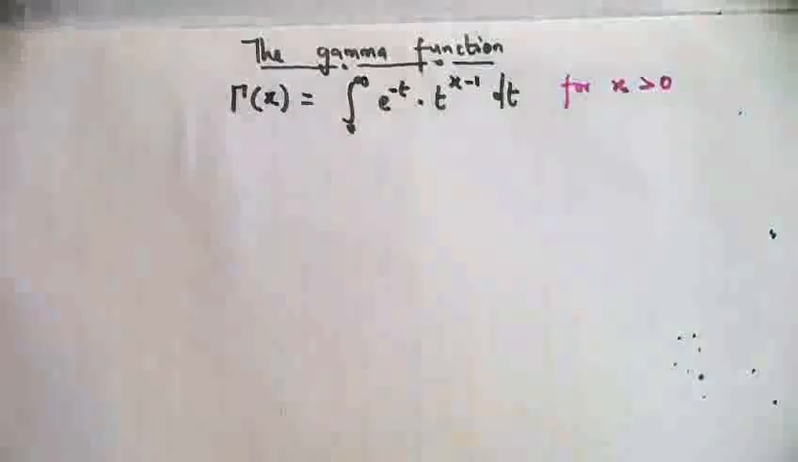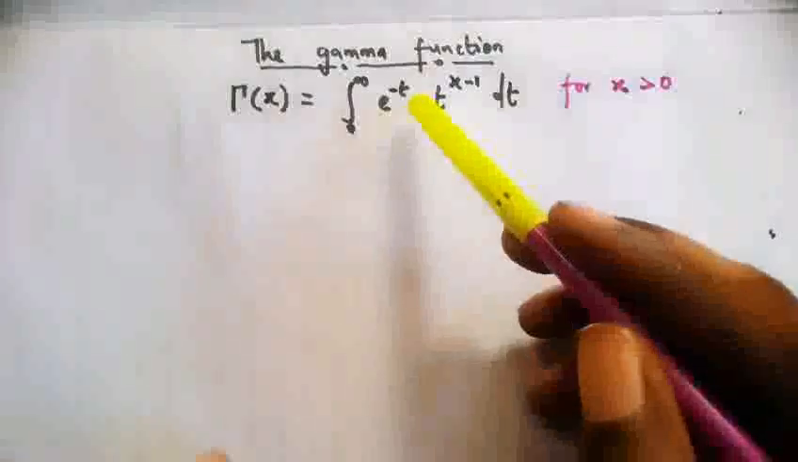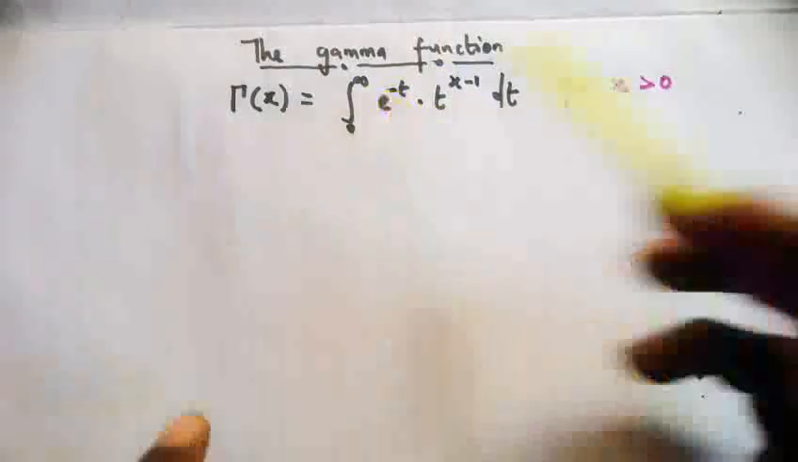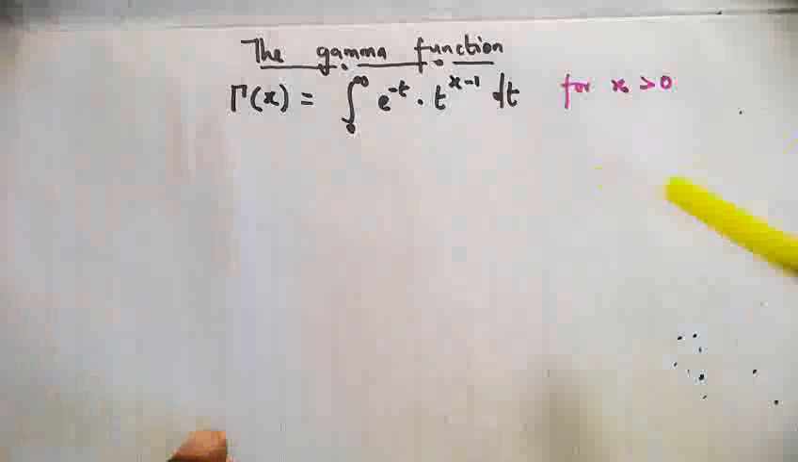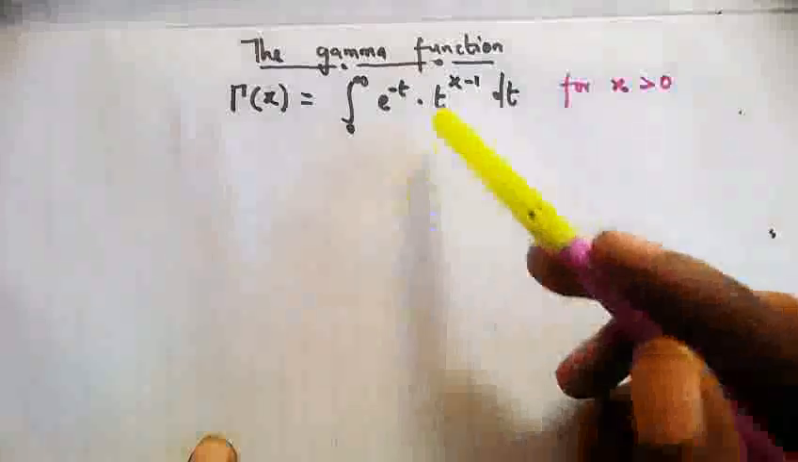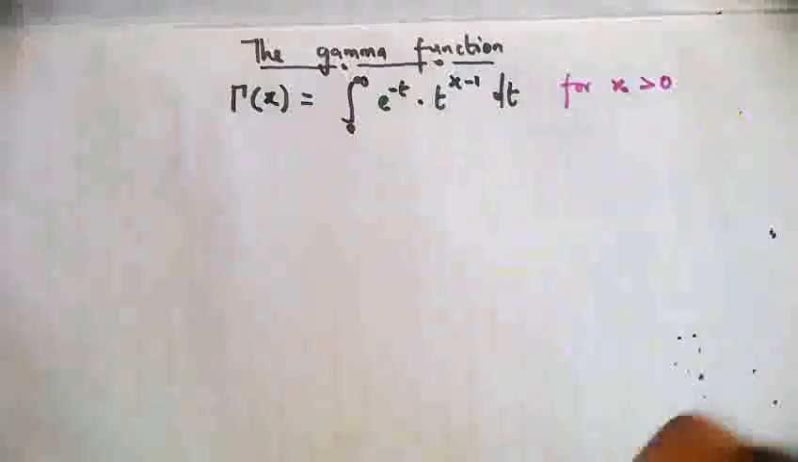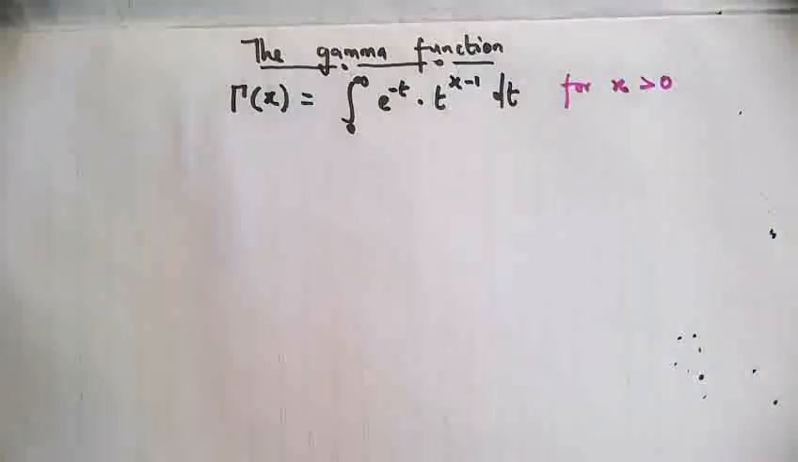So what does this actually mean? This actually means that if x is exactly equal to 0, then the whole integral will diverge. But if x is less than 0, it will also diverge. When x is greater than 0, as stated here, the integral converges. Now, why do we say that this is the extension of the factorial?